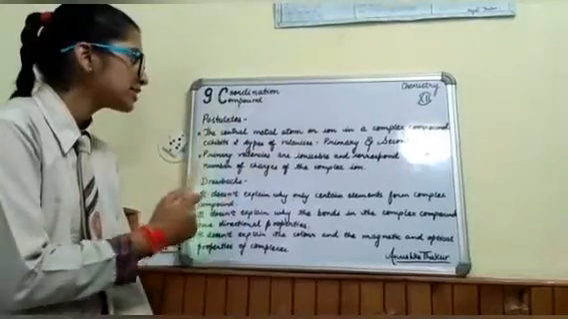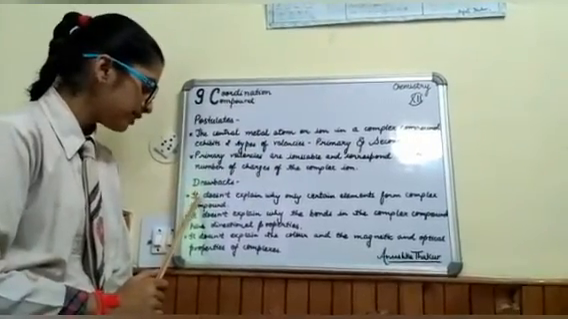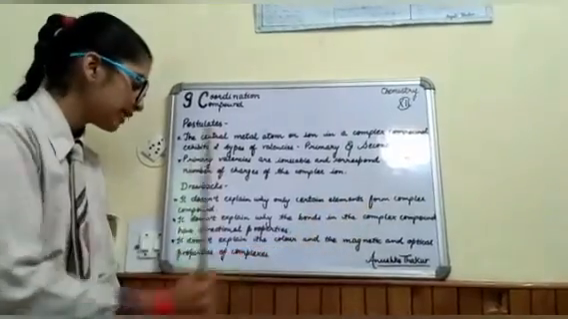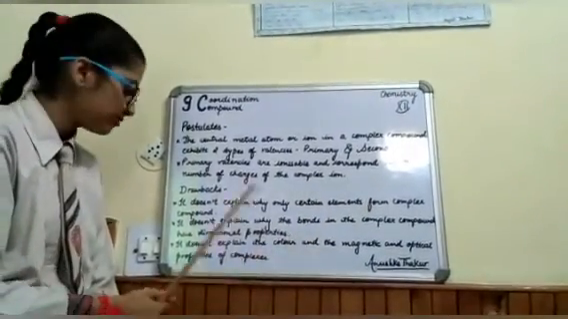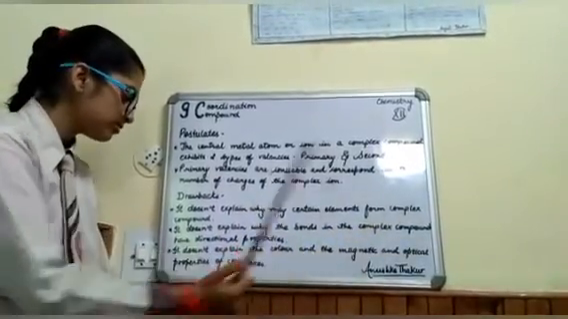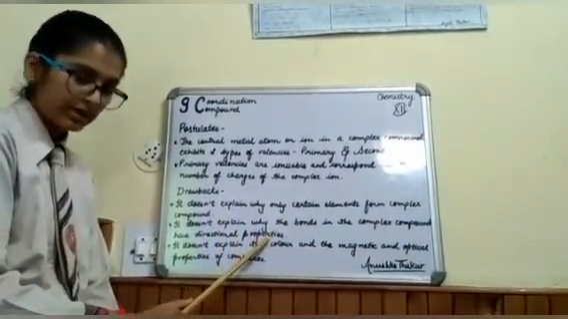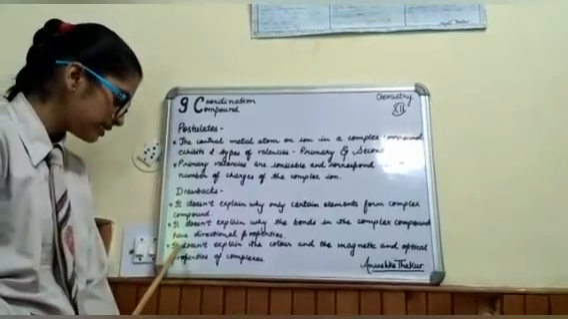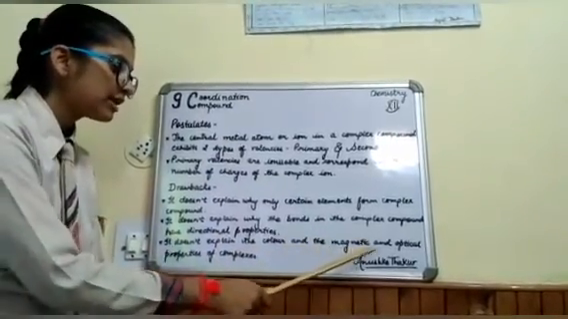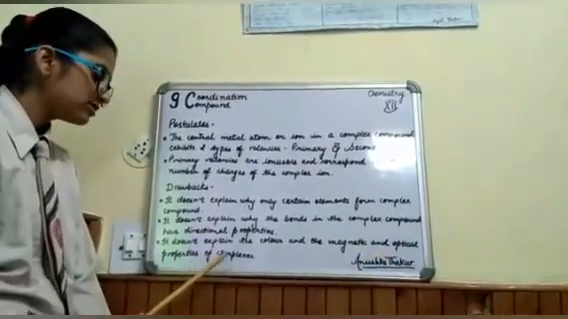So the drawbacks of Werner's theory of complex compounds would be, first, it doesn't explain why only certain elements form complex compounds or coordination compounds. The second is, it doesn't explain why the bonds in the complex compound have directional properties. And the third and the last is, it doesn't explain the color, magnetic and optical properties of complexes.